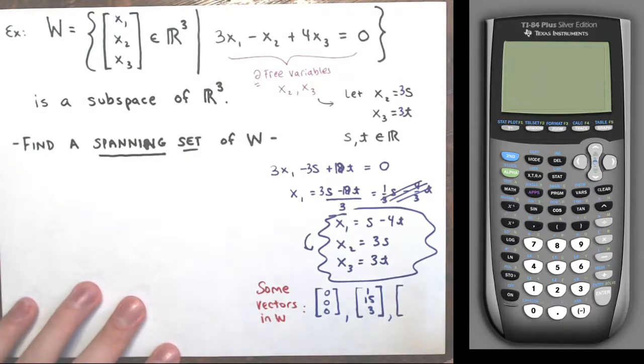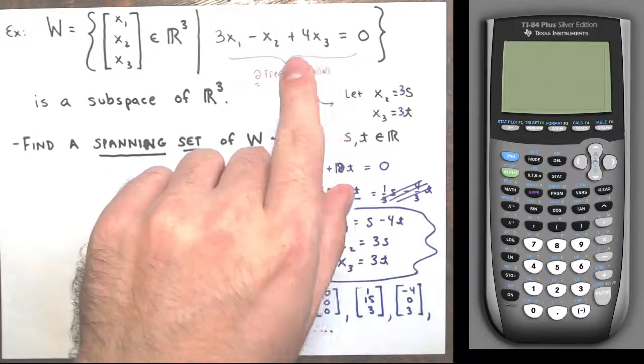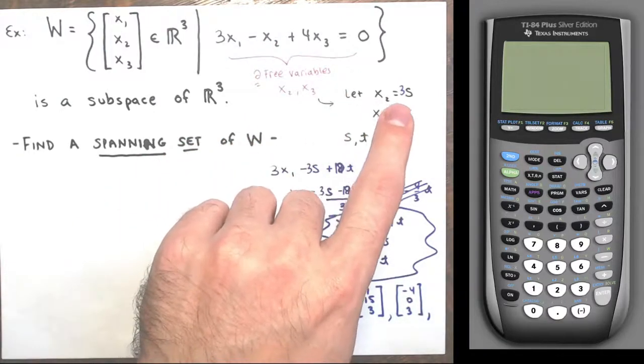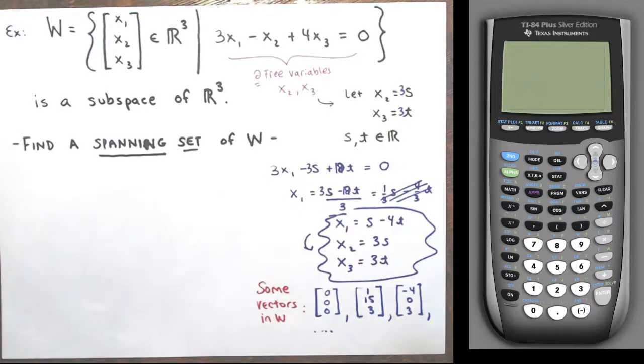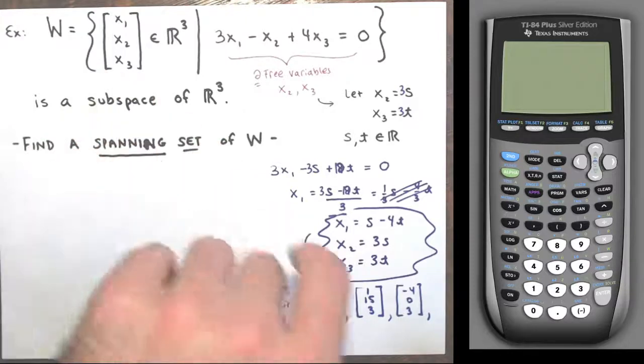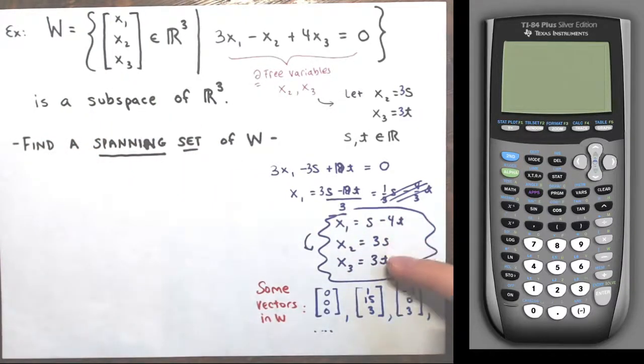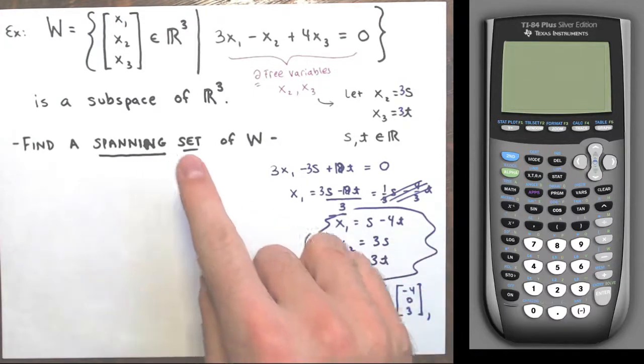Another one, how about simply if s were 0 and t were 1? That'd be negative 4 for x1, 0 for x2, and 3 for x3. And I could do that all day long. After solving this equation, with setting up my free variables in terms of some parameters s and t, I can find any vector I wish in W. Just replace s with any number, t with any number. And I'm going to use these expressions here to help me find this spanning set of W.